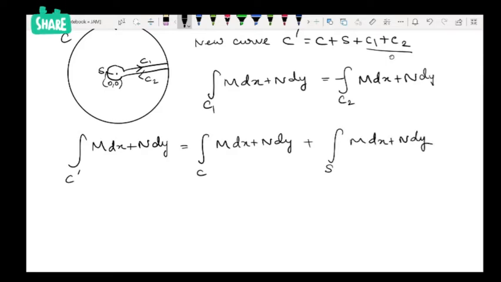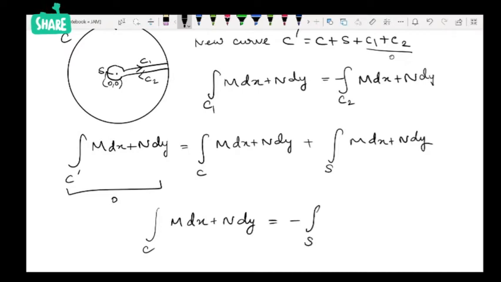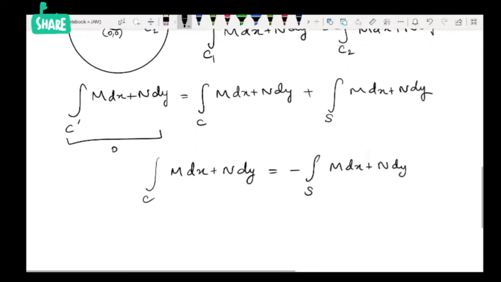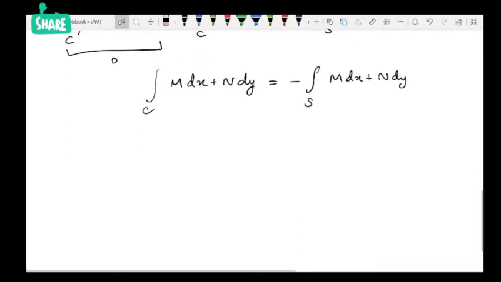Now the integral over C dash is also 0. Why is that? Because in C dash the function is continuous, right? So we are left with the integral over C equal to negative the integral over S. Now our problem of finding the integral over C is just to find the integral over S.